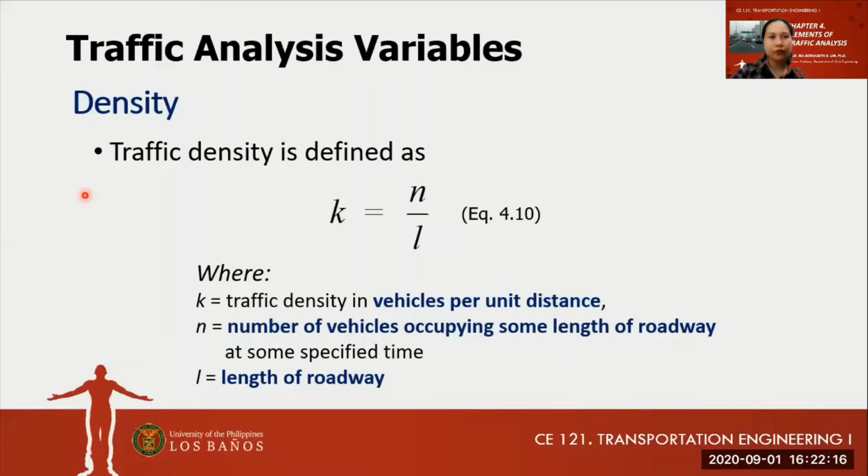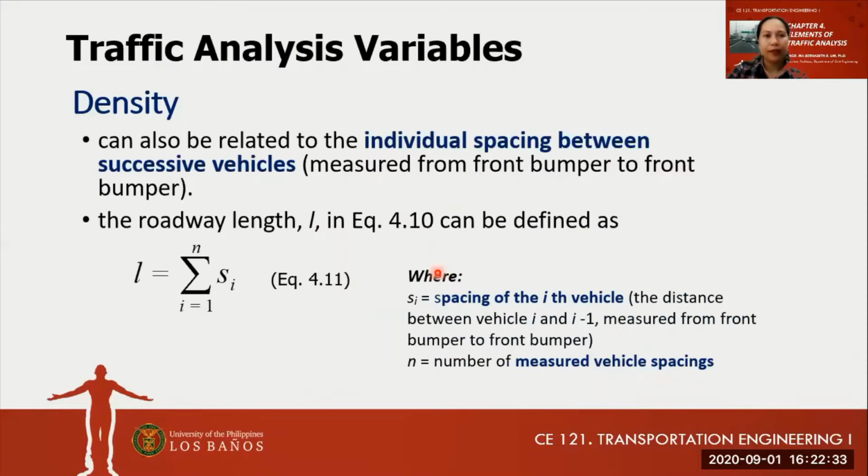Let's move on to the traffic density. It is defined as the number of vehicles occupying some length of roadway at some specified time over the length of the roadway. It can also be related to the individual spacing between successive vehicles, measured from the front bumper to the front bumper of the next vehicle.